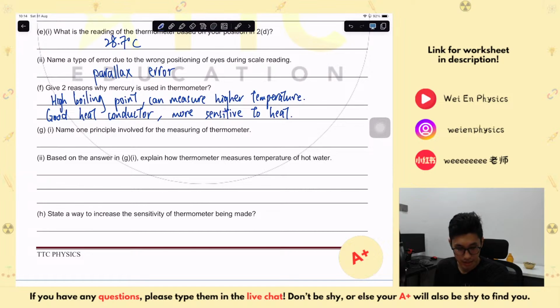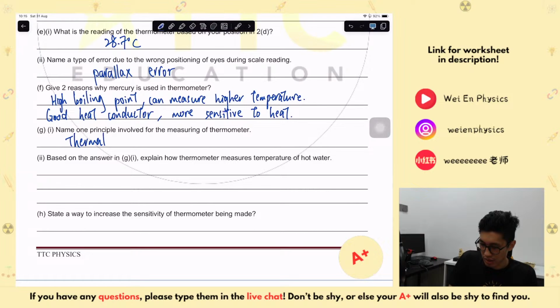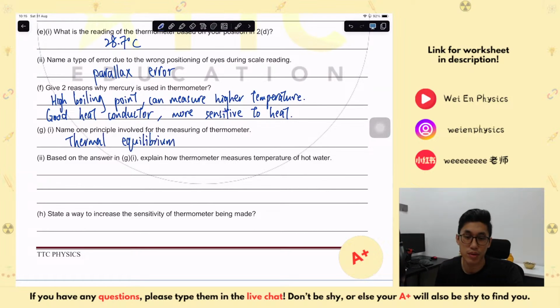Alright, next, name one principle involved for the measuring of thermometer. So for thermometer, how does it work or why does it work? It's because the liquid inside the thermometer becomes the same temperature as the thing that it is measuring. So you make it touch something hot, then the liquid inside will also become hot. That's why it will expand and move. So this is called thermal equilibrium.